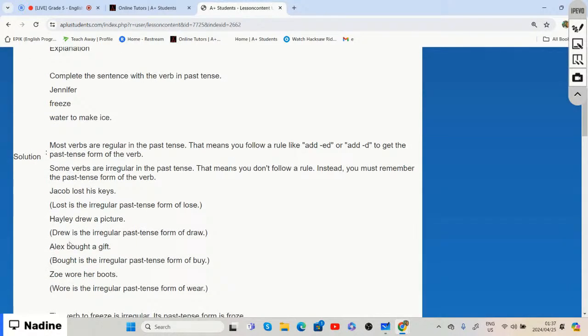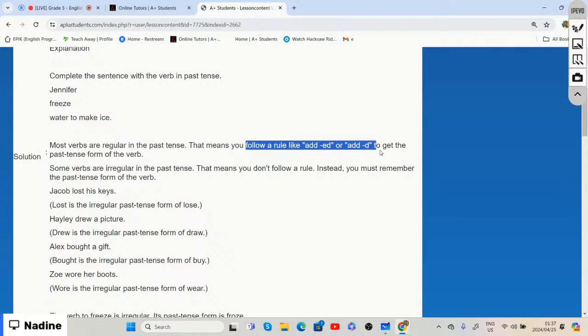And here they say most verbs are regular in the past tense, right? And if verbs are regular in the past tense, it means you need to follow a rule like adding ed or d to get the past tense form of that specific verb. Some verbs are irregular in the past tense. That means that you don't follow any rule. Instead, you must just remember the past tense form of that verb, right?